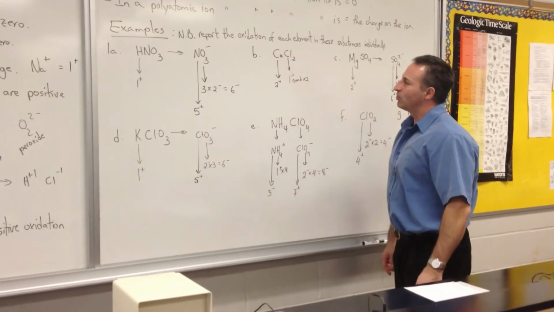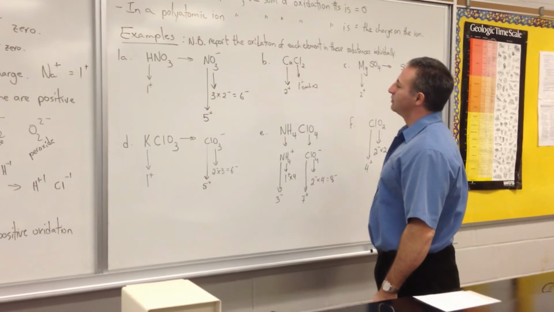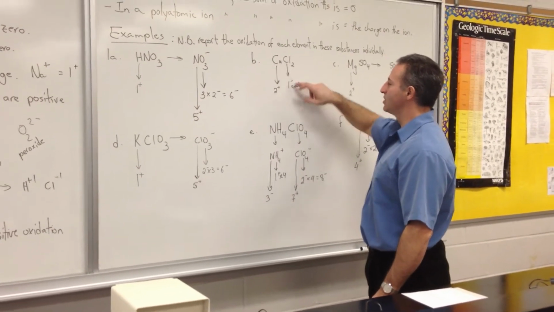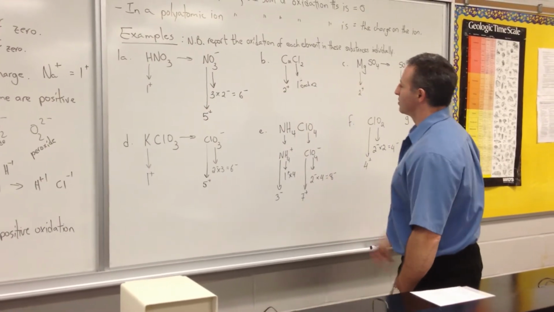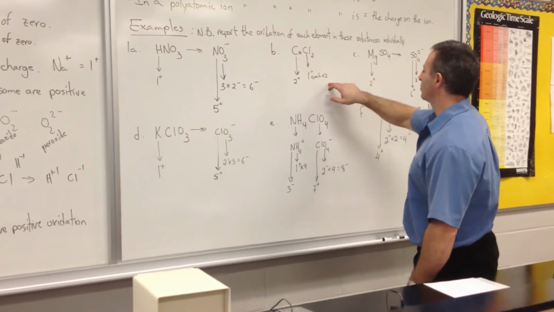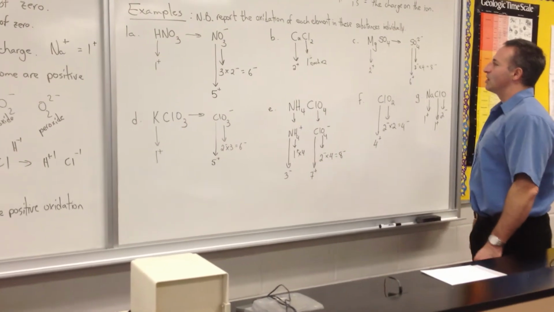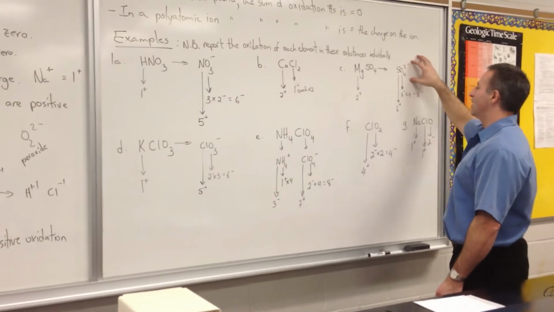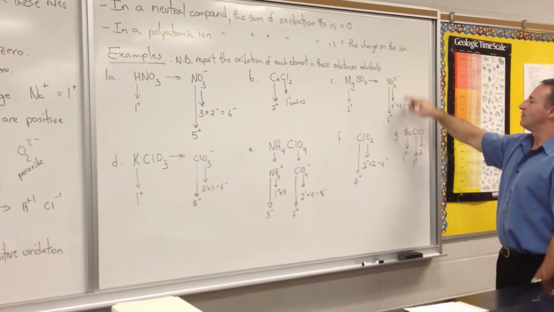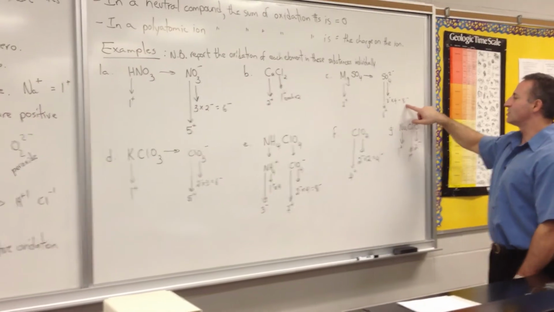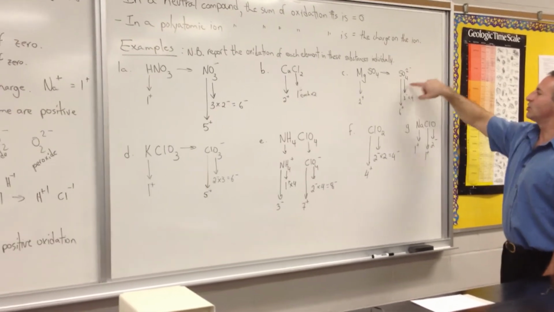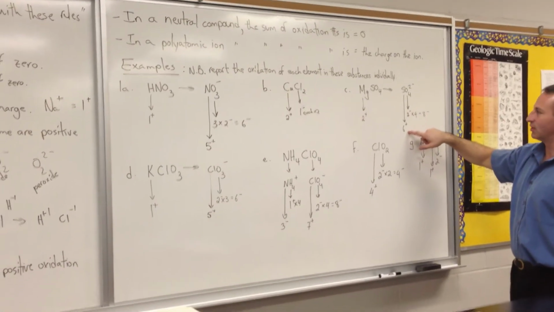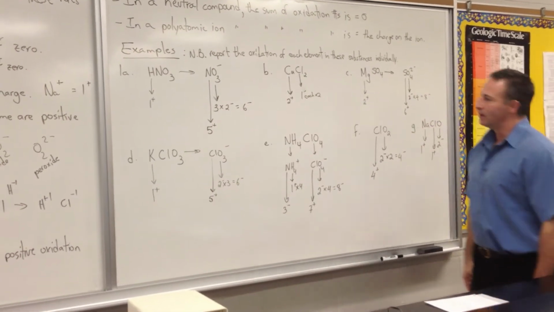With copper chloride, cupric chloride, copper is +2. The chlorides are usually -1 because they're halogens, so there are 2 of them. It makes perfect sense. Each chlorine is -1, for a total of -2. Magnesium sulfate, group 2 metals are always +2. Sulfate is -2, it's a polyatomic ion. 4 oxygen atoms at -2 each, so a total of -8. But the overall charge on the sulfate is -2. That must mean that the sulfur atom is +6.